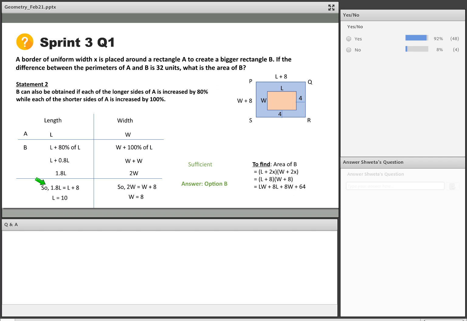So solving that, see what I have. 1.8L is equal to L plus 8. I really get the value of L. Similarly, 2W is equal to W plus 8. I get the value of W again. Now, if I know L and W both, can I not find what I wanted to find out? L plus 8 times W plus 8. I have the values, so this statement is sufficient. I'm opening the yes/no poll. Please tell me if this is absolutely clear, how statement 2 is sufficient.